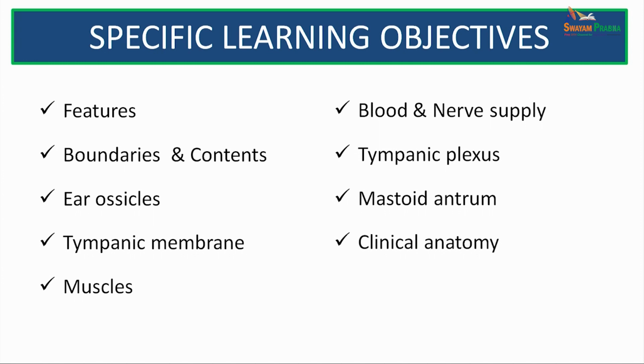So, to attend to today's class, we need to discuss the following topics: the features of the middle ear, boundaries and contents, ear ossicles, tympanic membrane, muscles, blood and nerve supply, tympanic plexus, mastoid antrum, and the associated clinical anatomy.